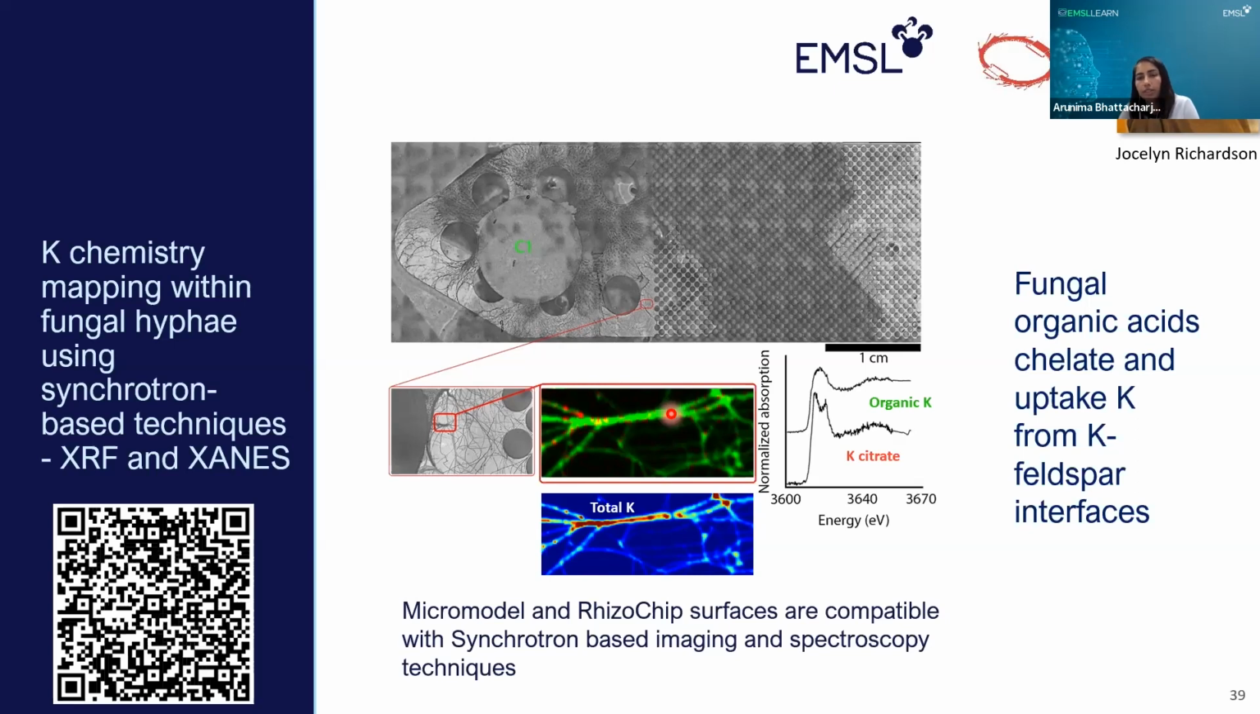So in this case, we arrived at the conclusion that these organic acids were actually used to weather the mineral surface and chelate and uptake the potassium from the potassium feldspar interfaces, which were on the surface of the pore-scale micromodel. And even the rhizochip that Jayde just presented to you is compatible with these synchrotron-based imaging techniques, as well as the spectroscopy techniques.